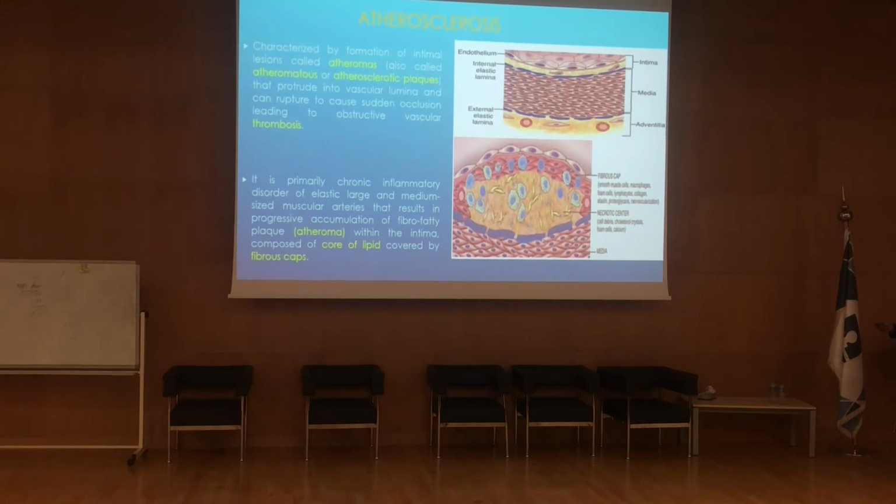So now if you see here, this is called plaque formation. We have lipid, we have cholesterol, we have foamy macrophages, we have smooth muscle, we have inflammatory cells, macrophages, lymphocytes, and we have blood vessels at the end.